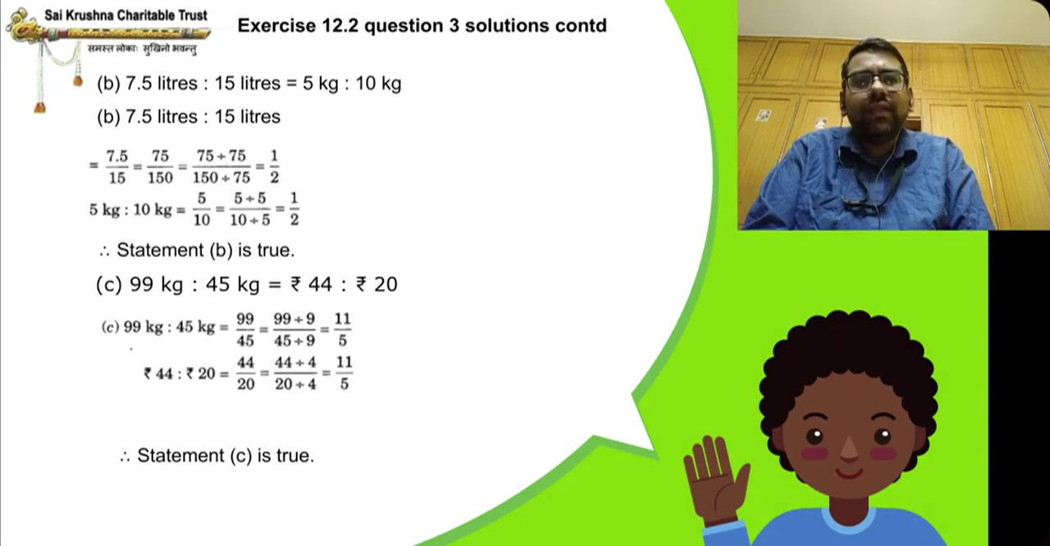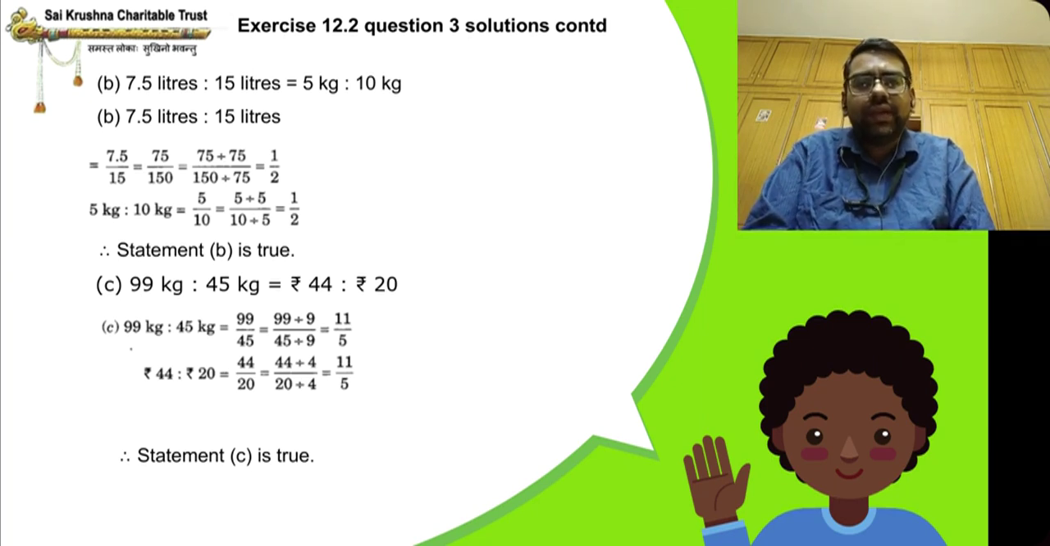7.5 is to 15 can be written in fraction as 7.5 by 15. We will multiply both numerator and denominator by 10. So we'll get 75 by 150. We are dividing both numerator and denominator by 75. Why 75? Because 75 is the HCF of 75 and 150. It equals 1 by 2.